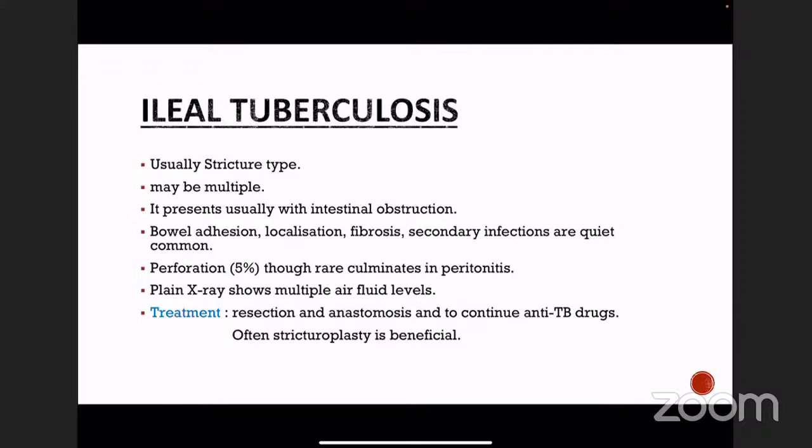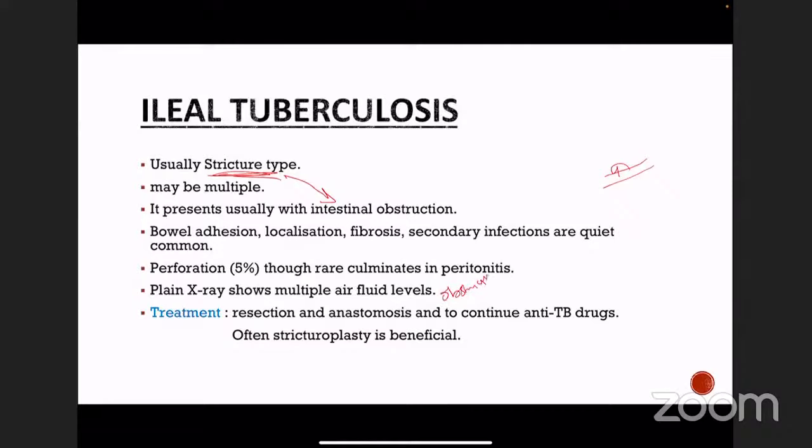Obviously, as stricture is there, it will present with intestinal obstruction most commonly. Bowel adhesions, localization, fibrosis, secondary infections are quite common at times, right? Perforation occurs in 5% of patients, though it is rare, it is the commonest cause of peritonitis. You all know that if there is perforation, it will release the contents into the abdominal cavity and lead to peritonitis. Plain X-ray abdomen will show air fluid levels in obstruction. Gas under diaphragm with perforation, right?